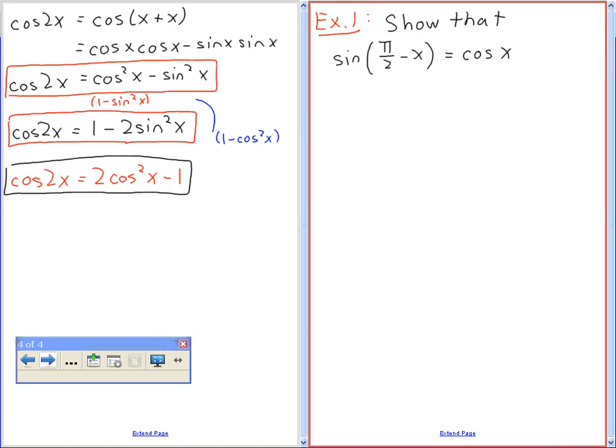Uh-oh. This one is in different units. Yes. Okay? Use a compound angle formula. So we're going to use that. What is that going to equal then?